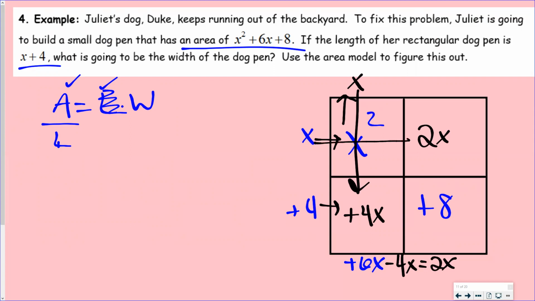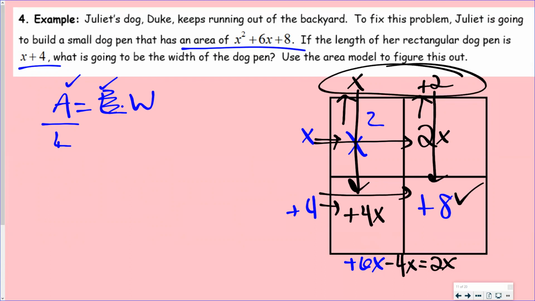If I have an x already on the outside, what is it I'm going to need on the other outside? X times what is 2x? Positive 2. Lastly, I check to make sure this number is correct. Is 2 times 4, 8? It is. So x plus 2 would be the answer.